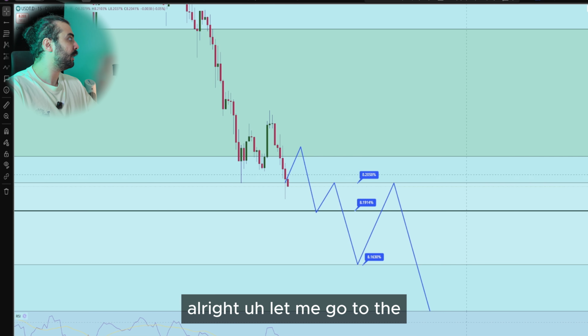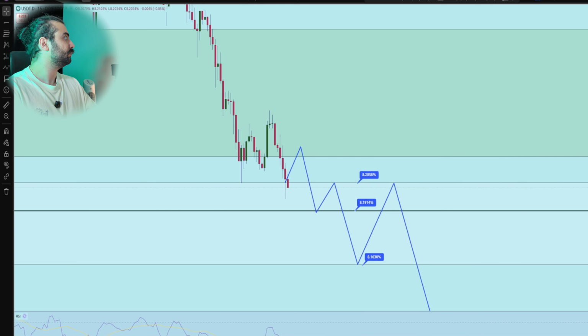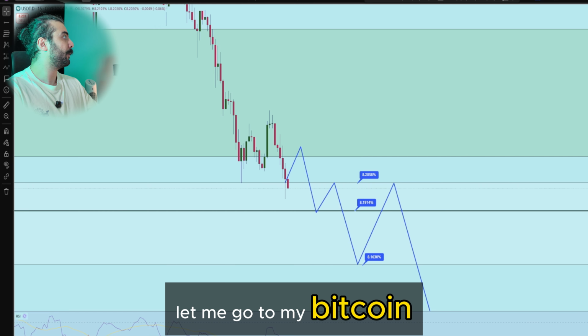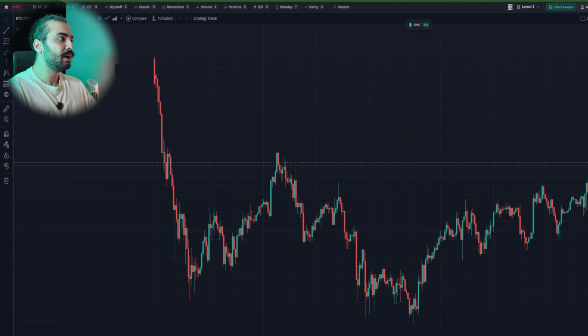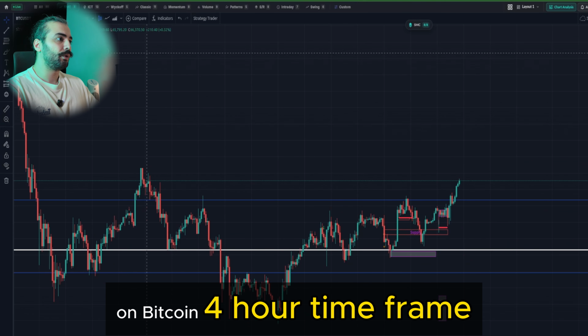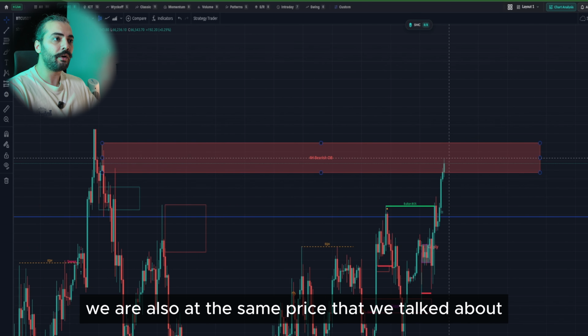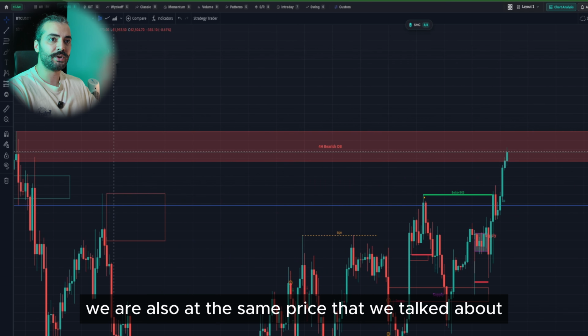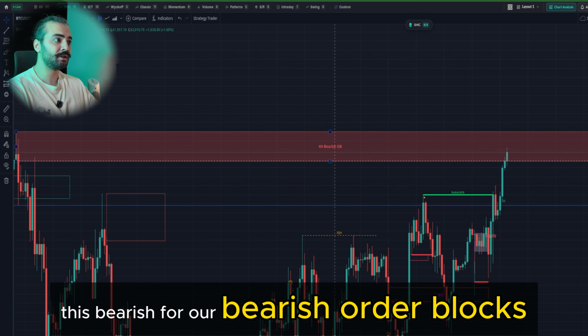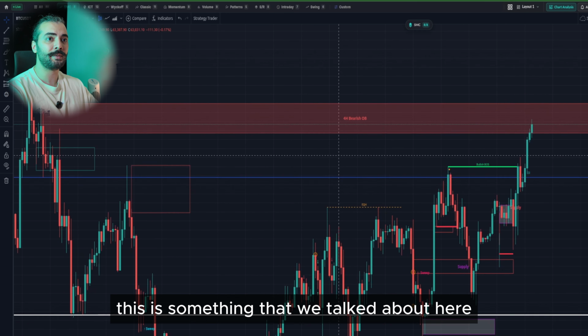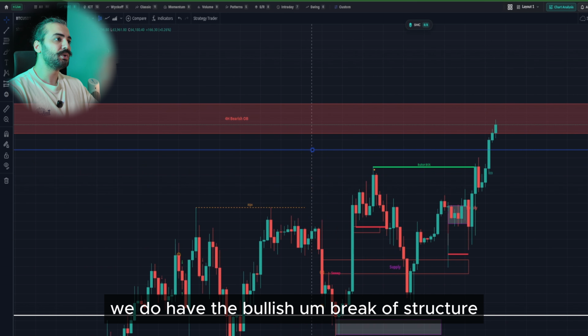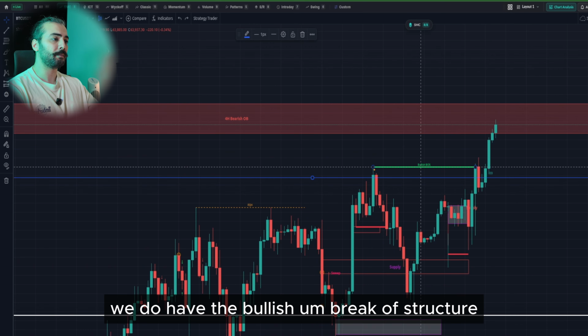All right, let me go to my Bitcoin. On the Bitcoin 4-hour time frame, we are also at the same price that we talked about. This is the bearish 4-hour order block. This is something that we talked about. Here we do have the bullish break of structure.